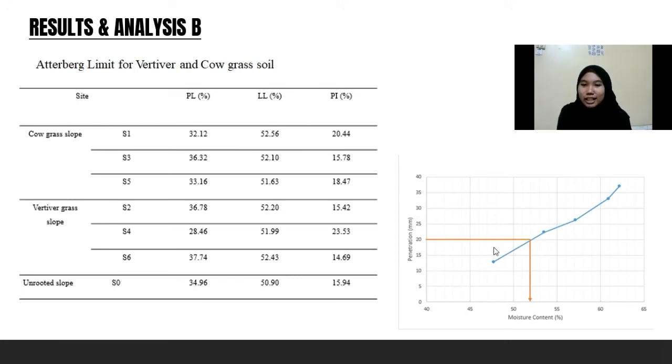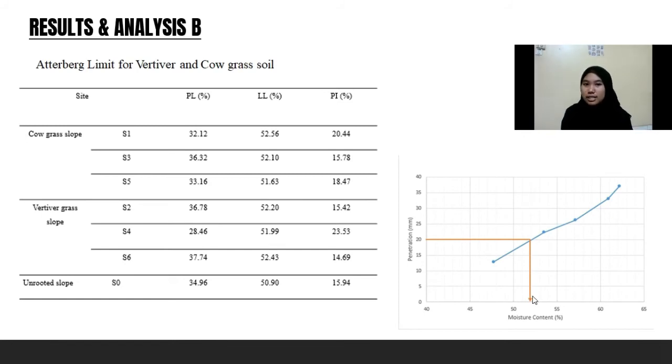Okay, so this is one of the samples for which we determine the liquid limit percentage. Firstly, you have to get the table data for penetration and moisture content. After you plot the graph, you have to find the 20 millimeter penetration. From the graph, you get the liquid limit, which is 52.56. This is for the S1 graph, and that's how we get the liquid limit.